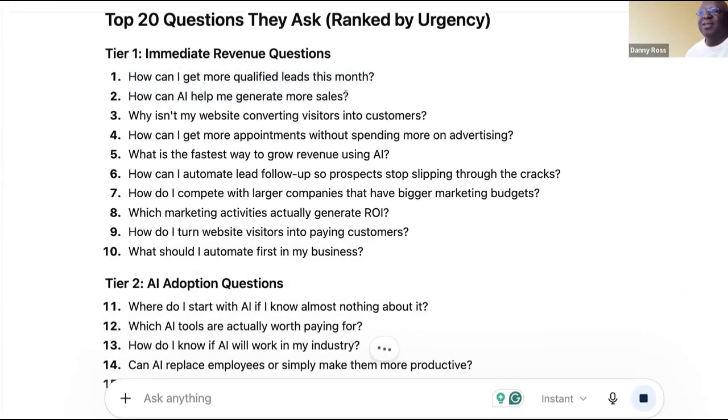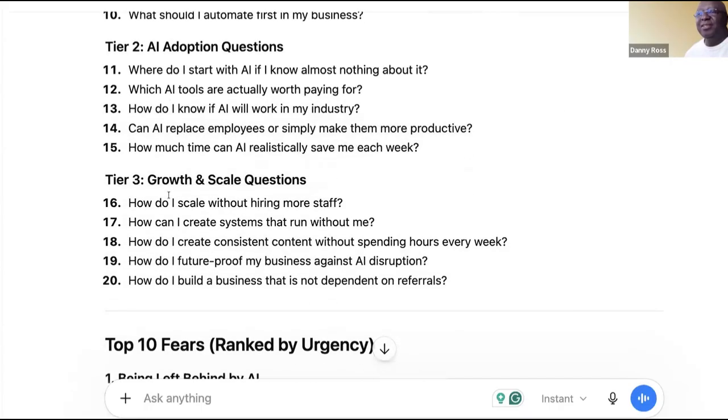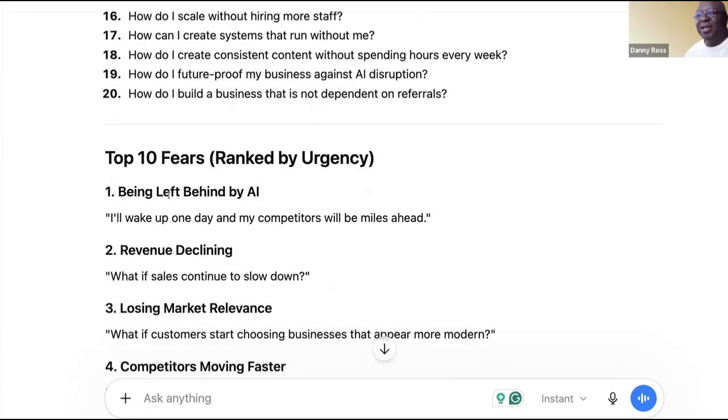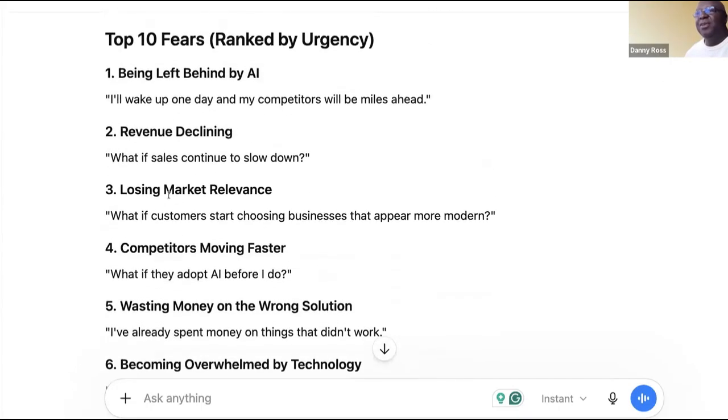How can I get more qualified leads this month? How can AI help me generate more sales? This is probably a better question. Why isn't my website converting visitors into customers? How can I get more appointments? These are questions we all ask on a daily basis, so the AI can definitely help you figure this out. When you are reaching out to your customer base, you have to understand what things are causing them fear, pain. You have to understand these things.